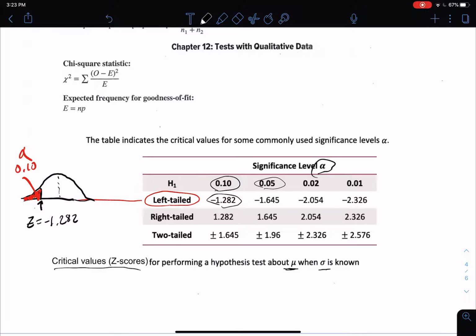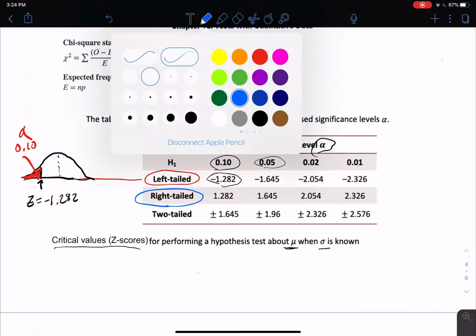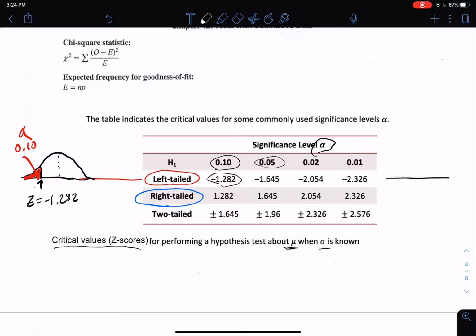Now, what about a right-tailed test? A right-tailed test, we'll go ahead and use blue for that. A right-tailed test is very much a similar thing, but it's on the right-hand side. So let's say we want an even more picky significance level, which is smaller, which means it's harder, it scrutinizes the data more in some ways. So this is going to be my right-tailed test. Okay, we got this right-tailed test.